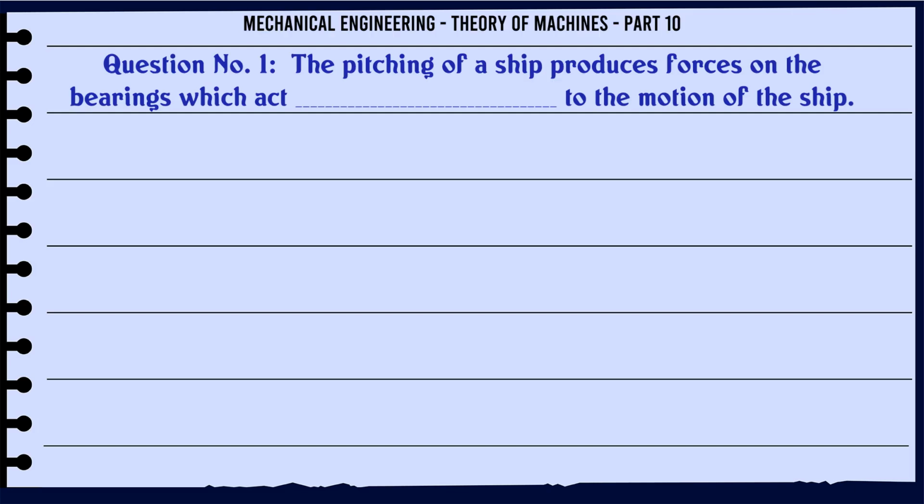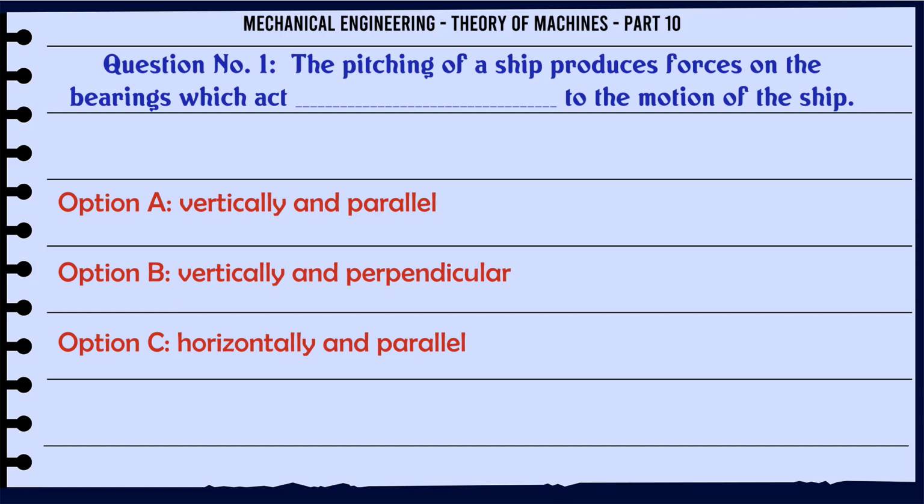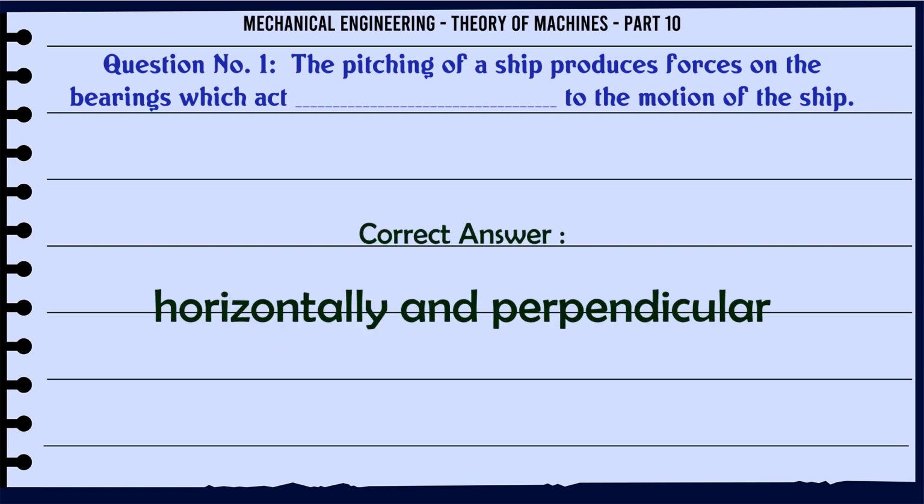The pitching of a ship produces forces on the bearings which act to the motion of the ship. A. Vertically and parallel. B. Vertically and perpendicular. C. Horizontally and parallel. D. Horizontally and perpendicular. The correct answer is horizontally and perpendicular.